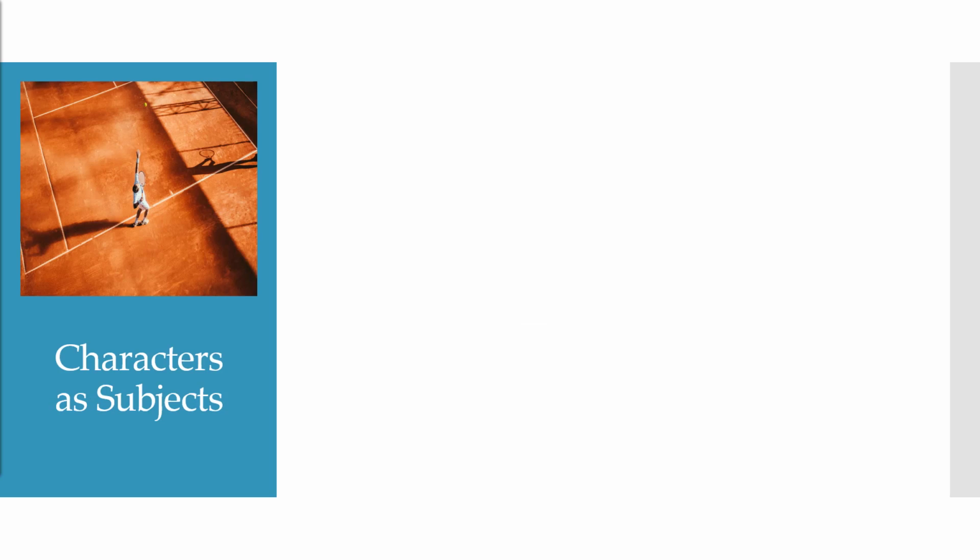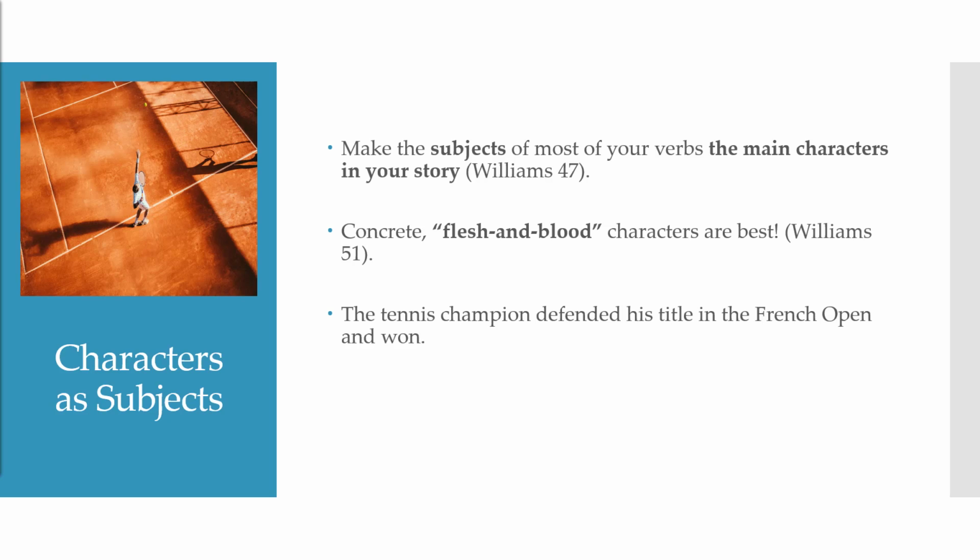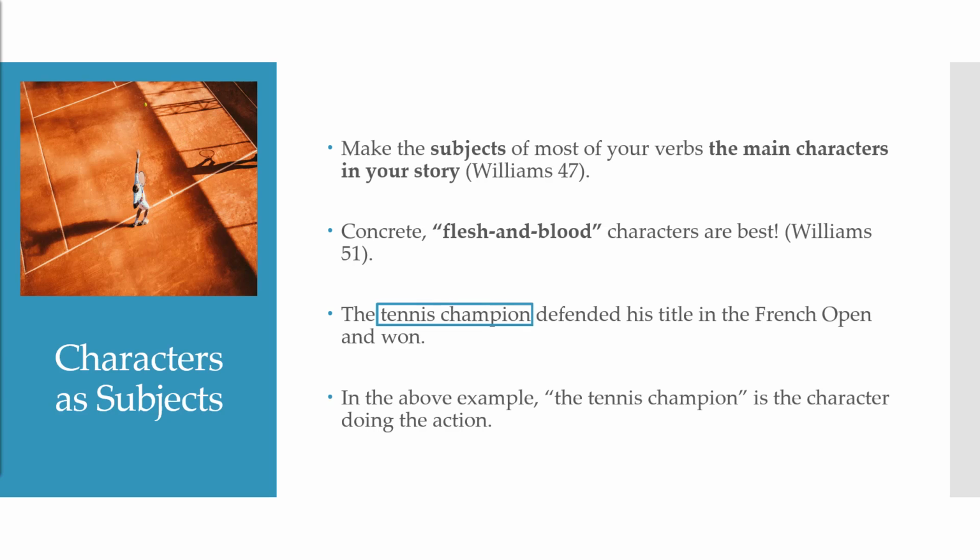Now that you know how to identify your verbs, you'll want to focus on your subject. Williams encourages you to make the subjects of most of your verbs the main characters in your story. He believes that concrete flesh and blood characters are best. For instance, the tennis champion defended his title in the French Open and won is easy to understand because you have a character completing the action and a strong active verb. Your audience immediately knows who is doing the action and what happened.